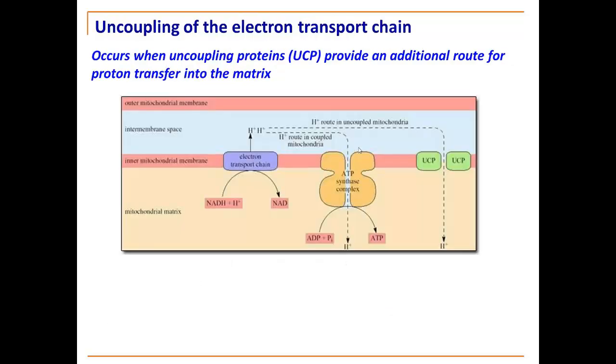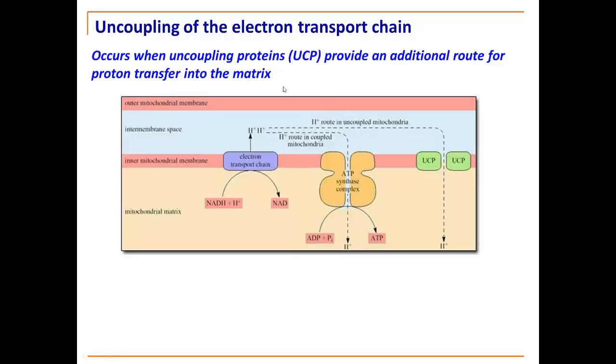But what happens if this electron transport chain doesn't work? It can be uncoupled. Uncoupling of this electron transport chain basically means it's not going to work anymore. But when it becomes uncoupled, we'll get a reduction in the amount of ATP being produced. And if we're reducing the amount of ATP being produced, it means we'll produce more heat, because less ATP equals more heat.